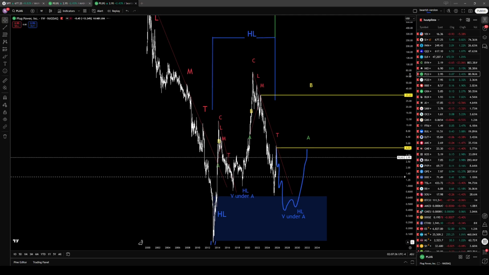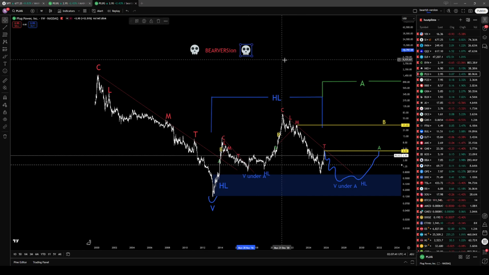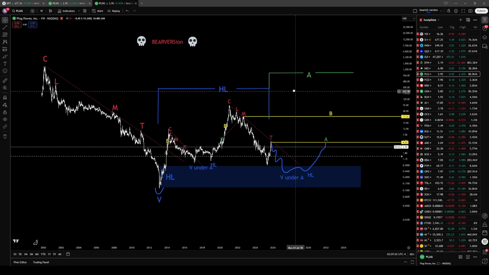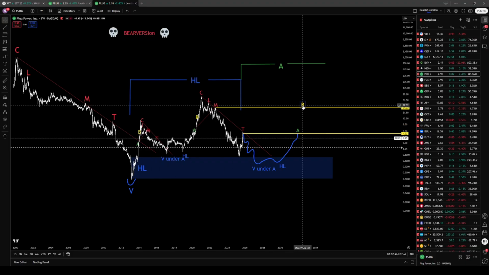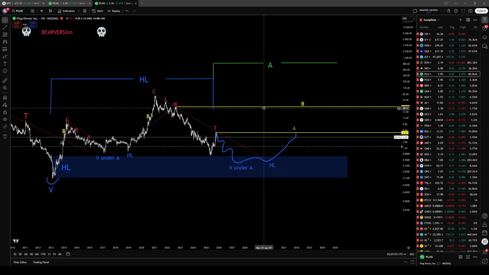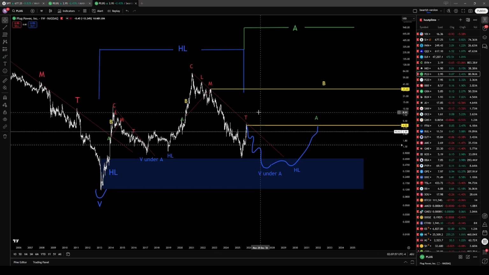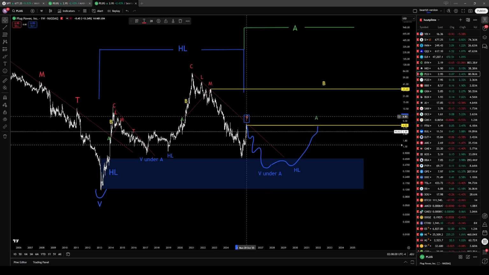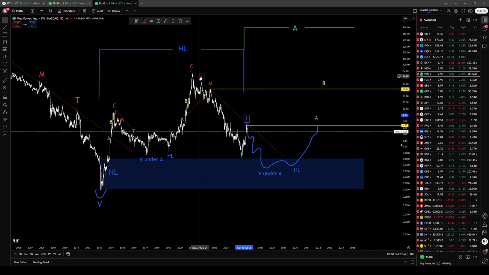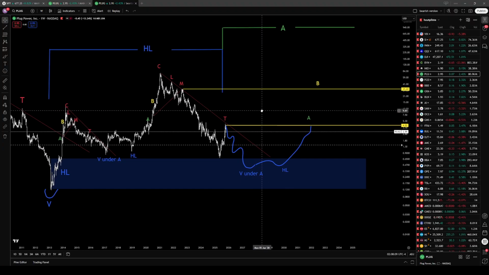So here would be the bearish one. It's not really changing much. You still have the same higher low, big A. B price target isn't changing. Only the A price target would change. And we would be in T right now, which I'm also tending more to, but on this one I'm 50-50.